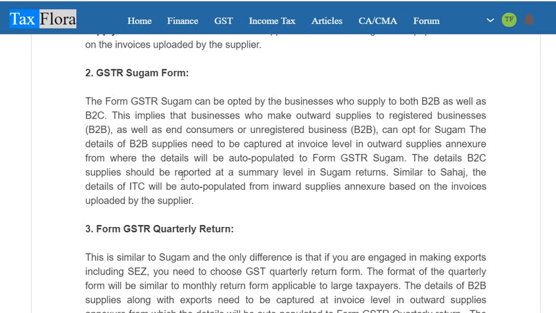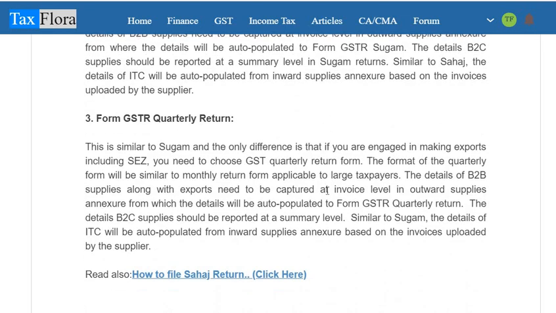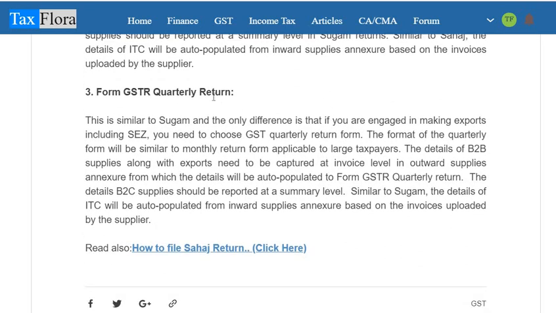The details of B2C supplies should be reported at summary level, because there is no requirement to show invoice wise for the B2C supplies. It's like no need actually. That's why they're asking you to upload on a summary level basis. Similar to Sahaj, the details of ITC will be auto-populated from inward supplies annexure based on the invoices uploaded by the supplier. Next, we'll see what is form GSTR quarterly return.